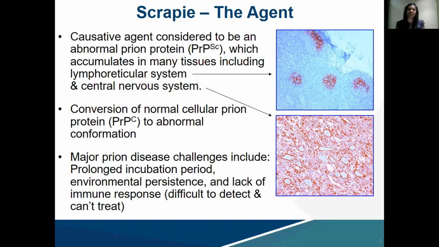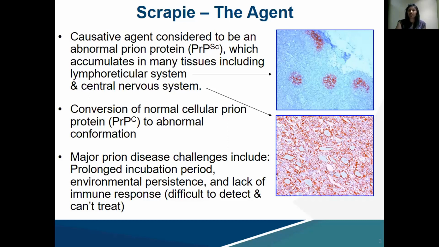The major challenges with this disease that involve really all of us is that it has a prolonged incubation period. So we can have infected farms and infected animals for a number of years and not know it, which is why testing is so important. We also have the challenge of environmental persistence. The Scrapie prion can live in various aspects of the environment on the farm for a number of years.